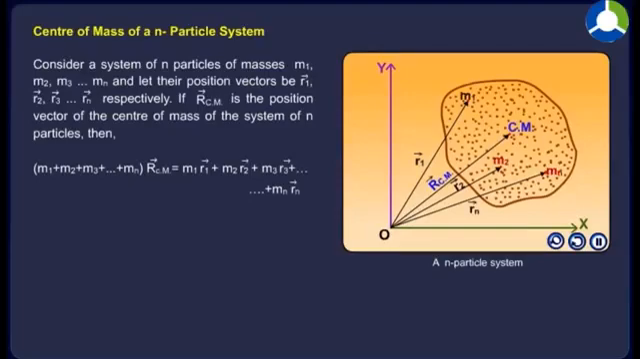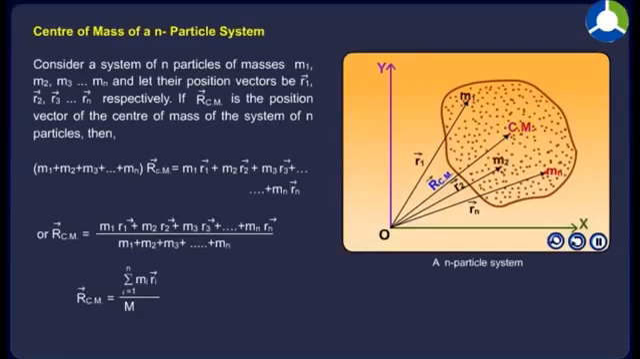vector r_cm = (m1 vector r1 + m2 vector r2 + m3 vector r3 + and so on up to mn vector rn) / (m1 + m2 + m3 + and so on up to mn), or vector r_cm = summation of mi vector ri from i = 1 to i = n, divided by m.